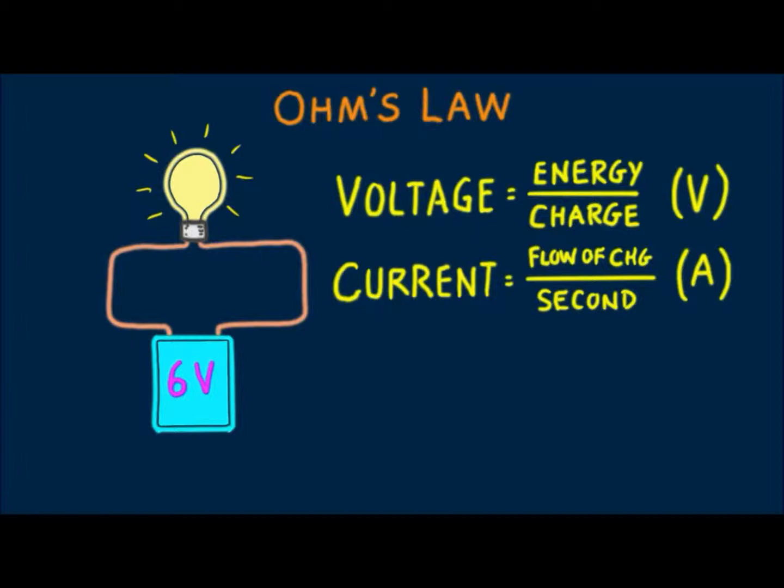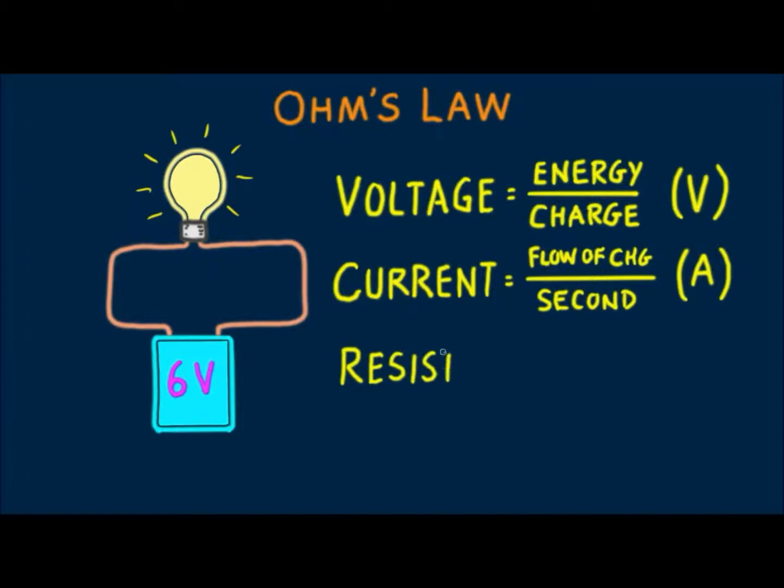Some terminology. Charge flows through a bulb, so we say there's current in a bulb. Voltage is established across a bulb. Voltage doesn't flow, charge flows.